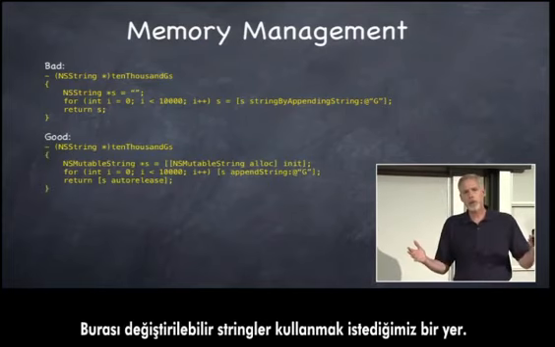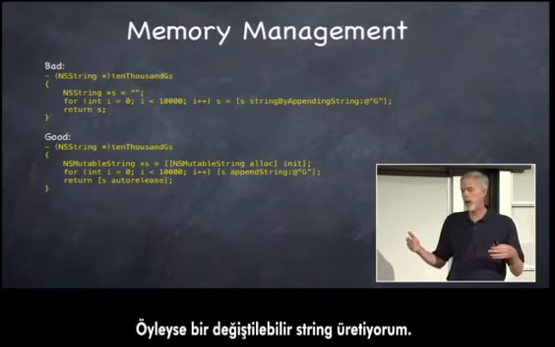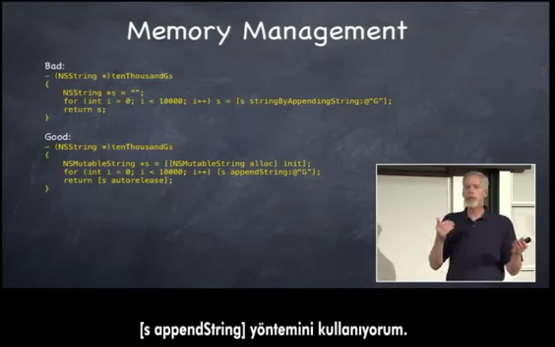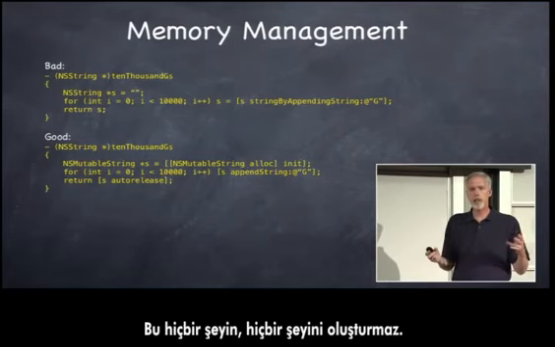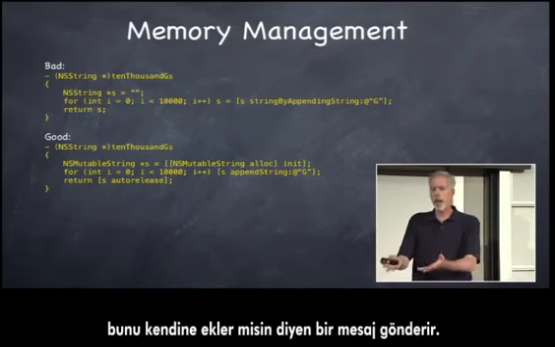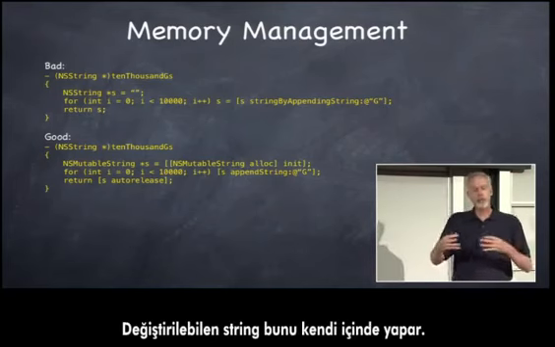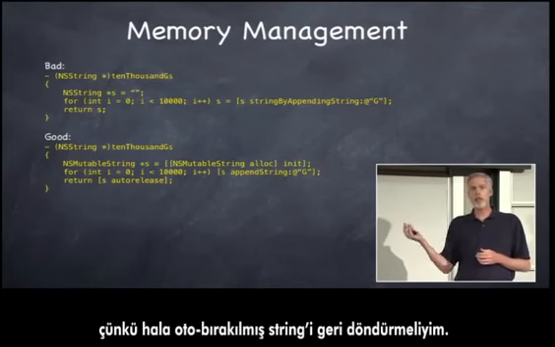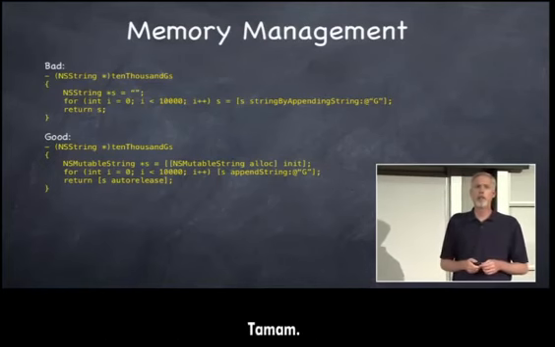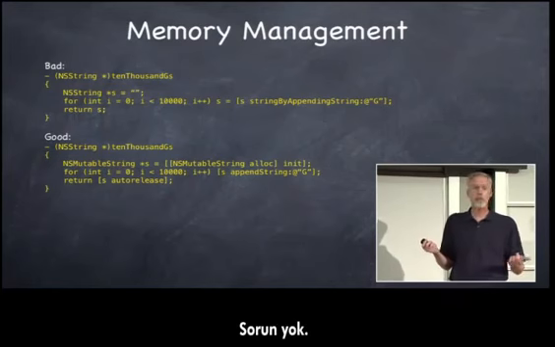Well, mutable. This is where we'd want to use a mutable string. So here I create a mutable string. Now I'm using this method appendString. That's not creating anything. It's just sending a message to that mutable string saying add this onto yourself. The mutable string does it itself internally. And then I'm saying return autorelease because I still have to return an autoreleased string. Okay? So that's good. No problem.